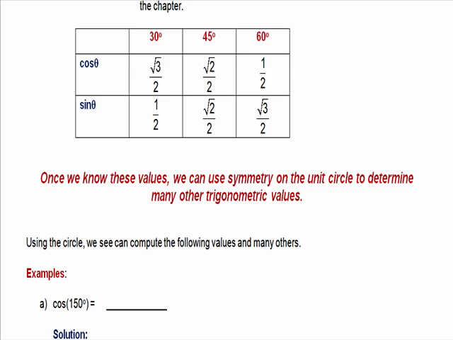I don't know about you, but I have a hard time remembering. The 45s I remember pretty well, but I've always had a hard time with the 30 and the 60. I can remember 1/2 and I can remember root 3 over 2, but sometimes I can't remember which one goes where. So what I've decided to do is just remember one of them. And I don't know why, but the one I choose to remember is the cosine of 60 degrees. Cosine of 60 degrees is 1/2.